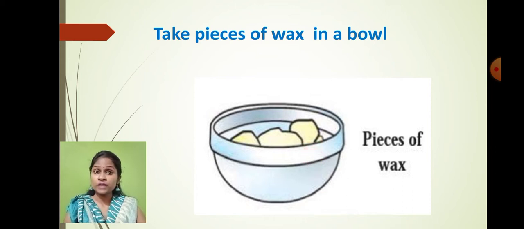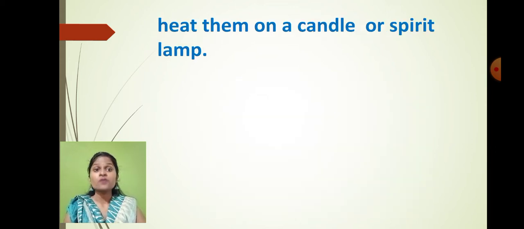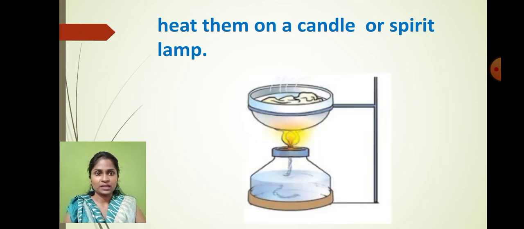Now what are we going to do next? Now we are going to heat this. We are going to heat the pieces of the wax either by using the candle or by using the spirit lamp. If candle is available, we can use the candle. If spirit lamp is available, we can use that. Anything is fine for that. Like this, you can see that here we have used the spirit lamp. In this condition, we are continuously heating the pieces of the wax, isn't it?